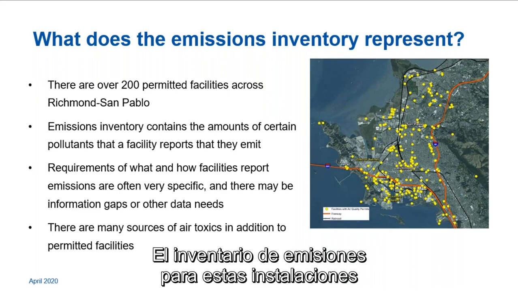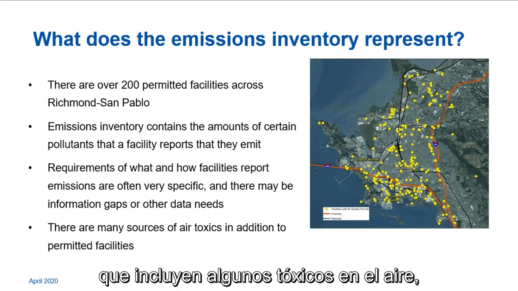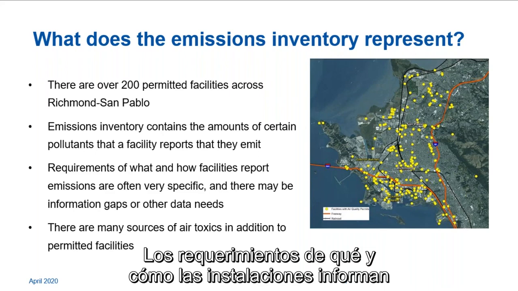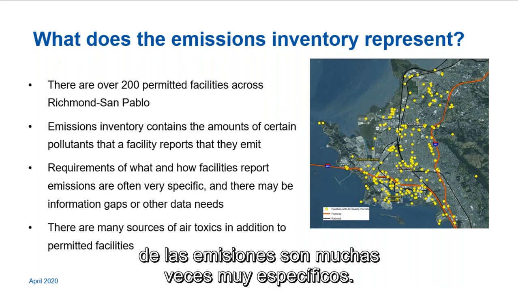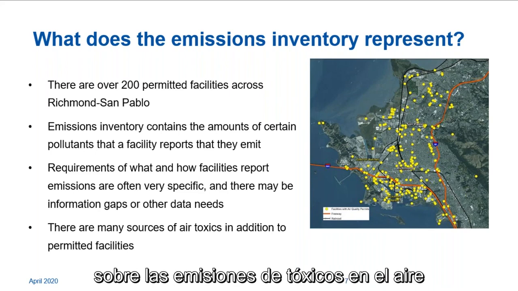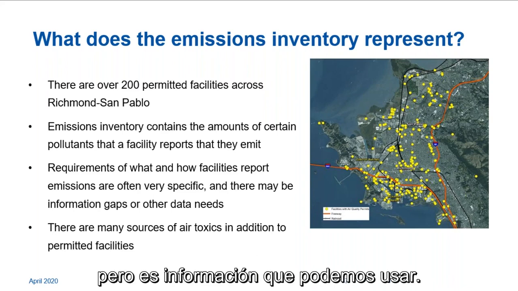The emissions inventory for these facilities contains the amounts of certain pollutants, including some air toxics, that a facility reports that they emit. The requirements of what and how facilities report emissions are often very specific. So the emissions inventory doesn't tell us everything about all air toxics emissions across Richmond San Pablo, but it is a piece of information that we can use.